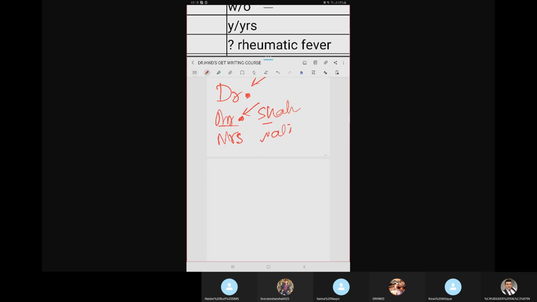What will be the spelling of Miss? We will write MS or MISS. Ms. This is what you write in your letter. I would not recommend that you write MISS or MASTER.